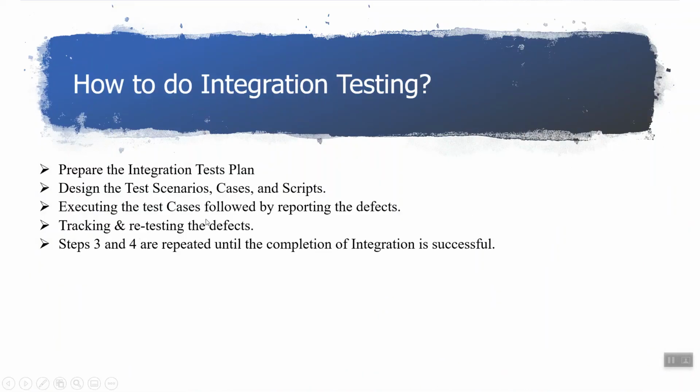Next is how to do integration testing. So, preparing for the integration testing: first we prepare the integration test plans, then we design the test scenarios, cases or test scripts. Then we execute the test cases, followed by reporting the defects. The next step is tracking and retesting the defects. After that, steps 3 and 4 are repeated until the integration is completed successfully, meaning executing the test cases followed by reporting the defects, and tracking and retesting the defects. So this is how we do integration testing.